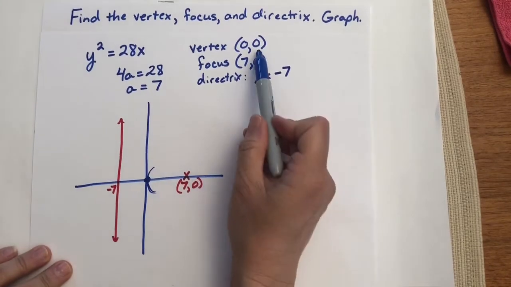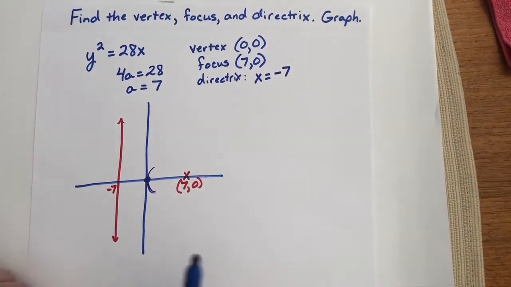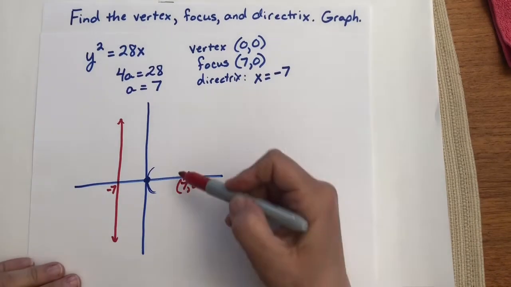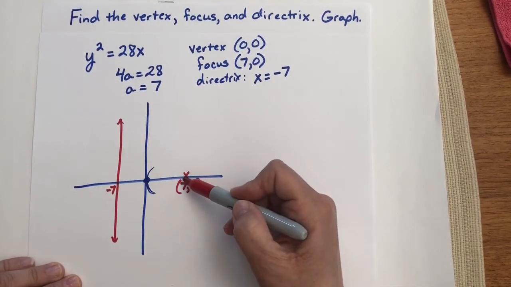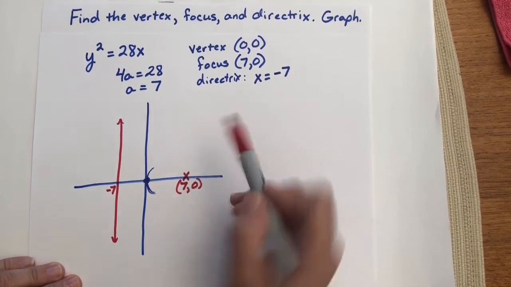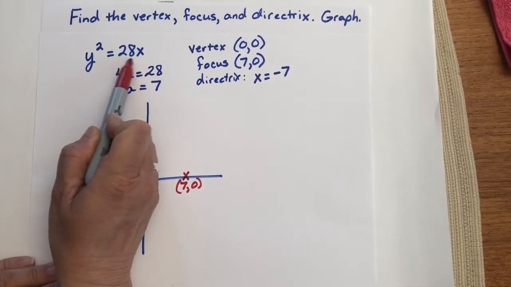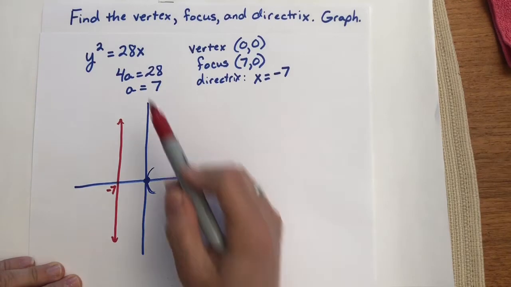So we've found our vertex, our focus, and our directrix. Now let's graph it. We do know it opens to the right, but we don't know how wide or narrow it is. And here's where the latus rectum or focal diameter comes into play. Remember, the distance across the parabola through the focus is equal to 4a. In other words, the distance across the parabola through the focus is equal to this number right here. So across the parabola, it will be 28 units.